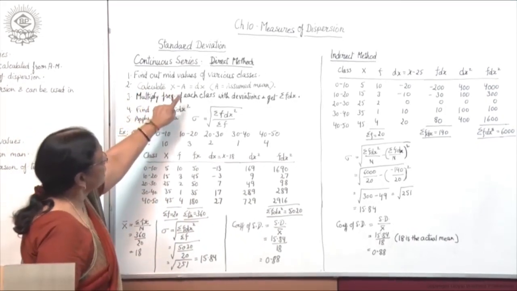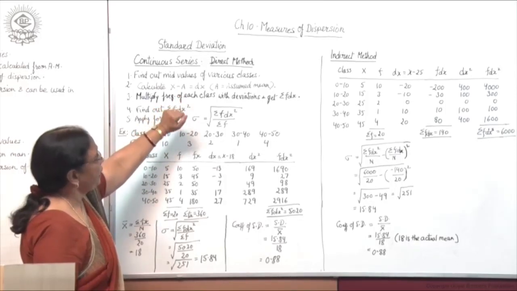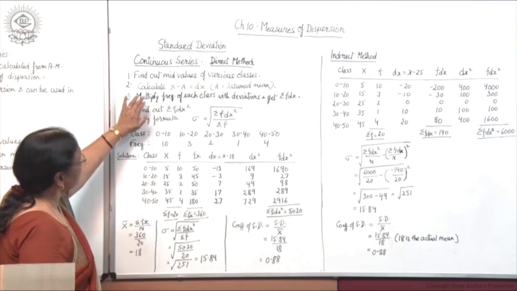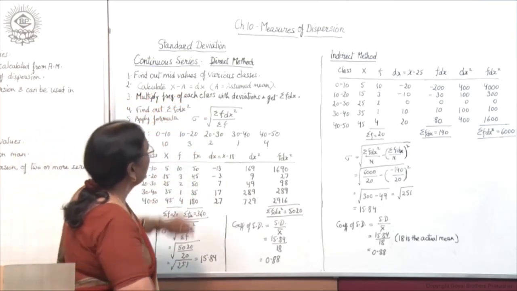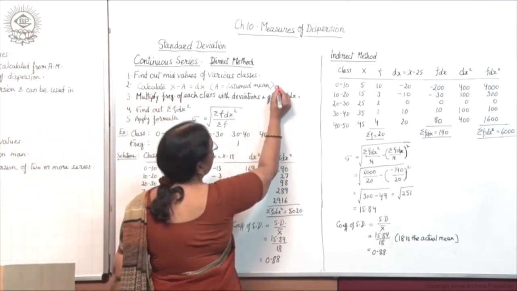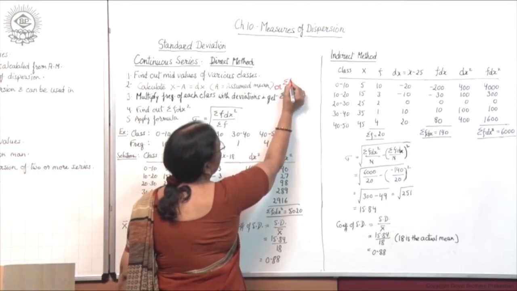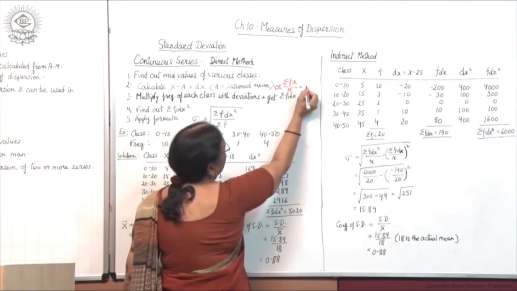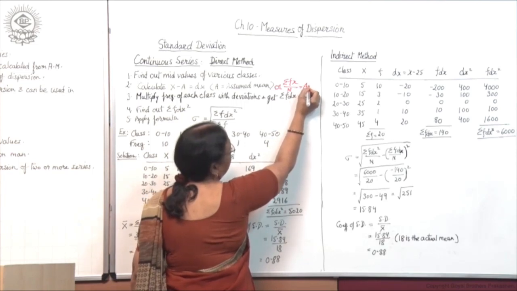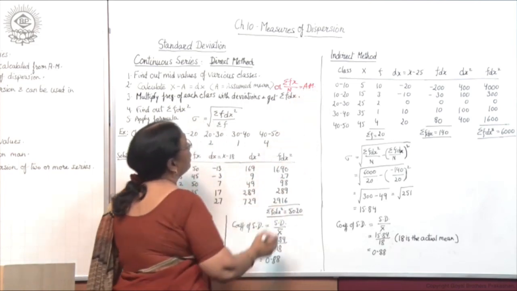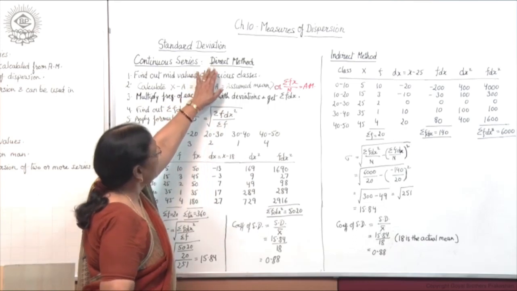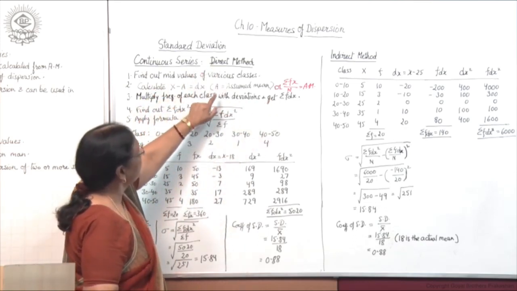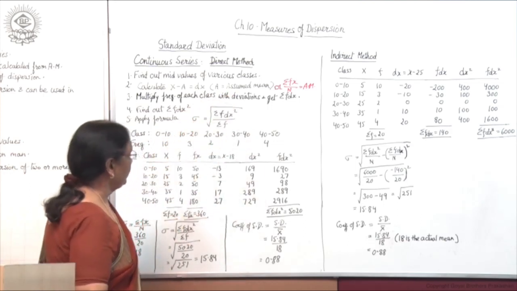So the mid value you have to calculate, and then the second step is to calculate x minus A, that is dx. A is the assumed mean. Or you will take out sigma fx upon n, this is the actual mean. So when you are taking the direct method, then you will take out the actual mean, the arithmetic mean. When you are taking the indirect method, then you take the assumed mean.